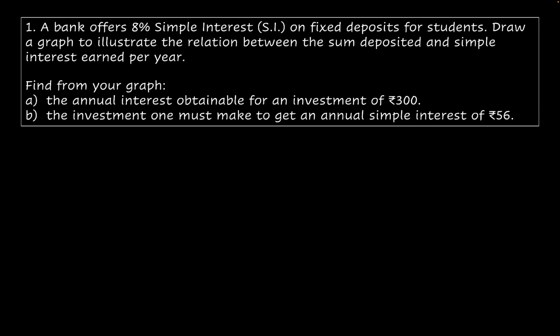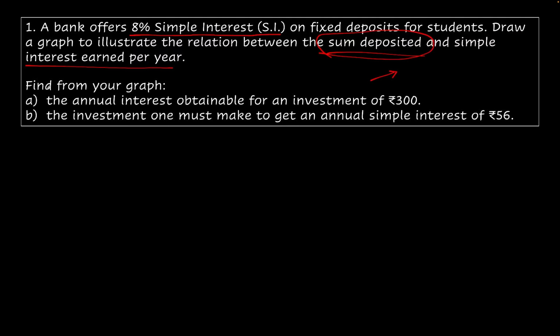This question tells us a bank offers 8% simple interest on fixed deposits for students. Draw a graph to illustrate the relation between the sum deposited and the simple interest earned per year. So that means we need to make a table for sum deposited and the interest earned. Could you think which one would be the independent one and which is dependent? Clearly, the sum deposited should be the independent because that's what is in our control. Right? We give the sum to the bank and the bank gives us the interest. What we control is the independent variable. So it would be sum deposited in this case.